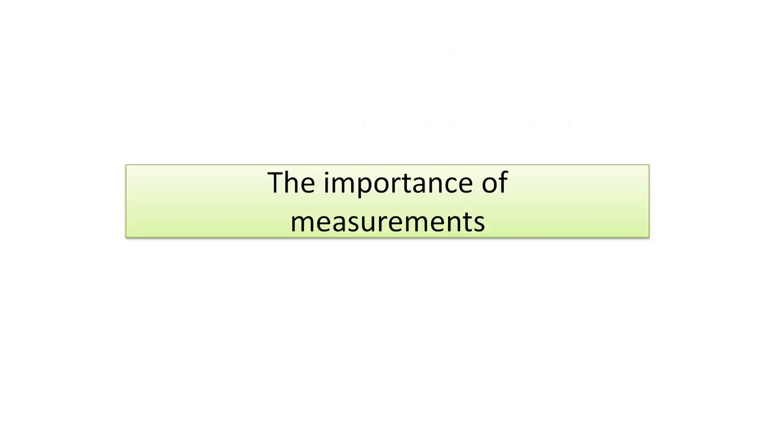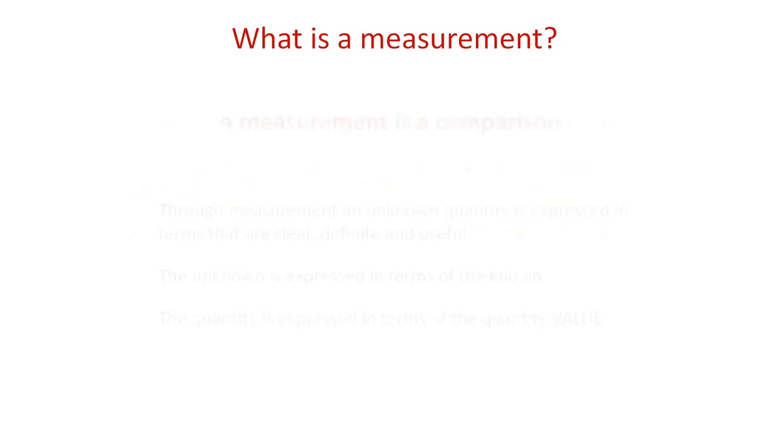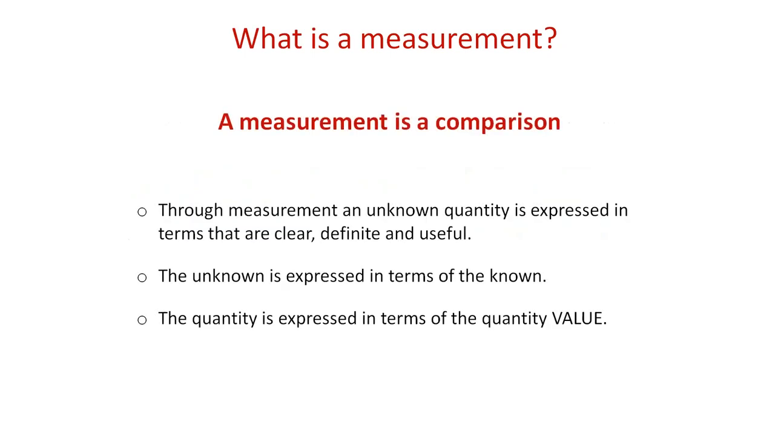What is the importance of measurement? What is a measurement? Measurement is basically a comparison. If I read, it's an unknown quantity being expressed in terms that are clear, definite, and useful. So you express the unknown, which is what you do not know, with something that is known. So if you need the length of, say, a piece of material, that's the unknown, but your known would be the ruler or the measurements on the ruler. And of course you would express one in terms of the other.